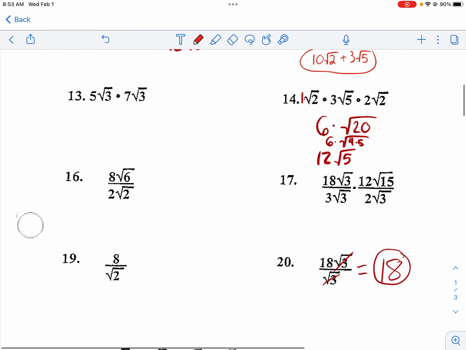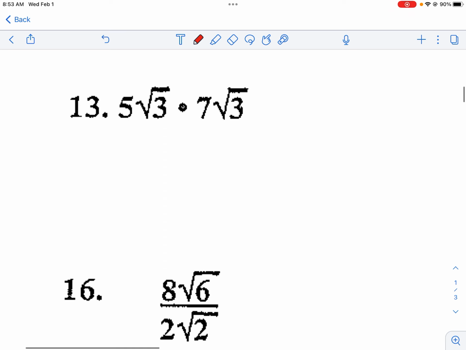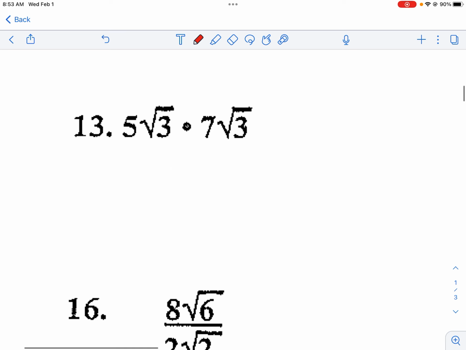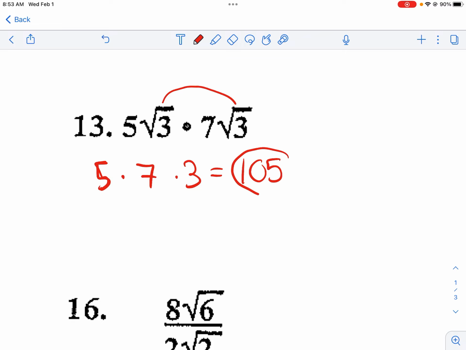Right, moving on to number 13. 5 square root of 3 times 7 square root of 3. We talked in the last video about how square root of 3 times square root of 3 is just going to give me a 3. And I already have that 5 multiplied out front and a 7. So 5 times 7 is 35, and 35 times 3 is 105. My answer is a nice even 105.